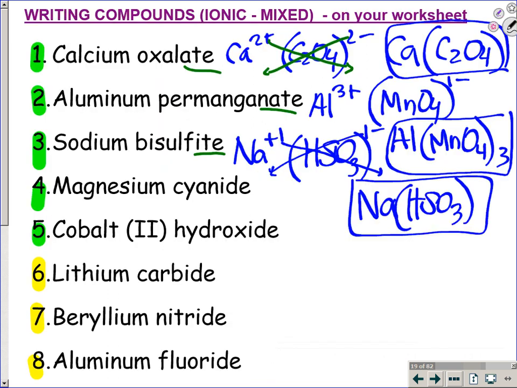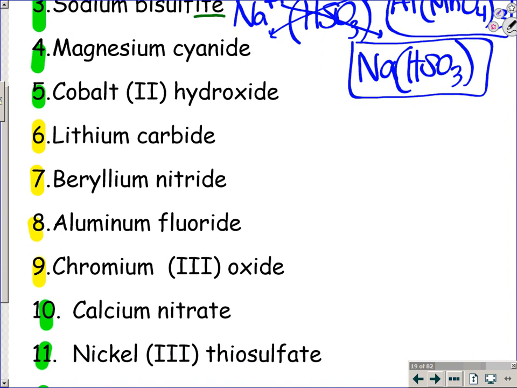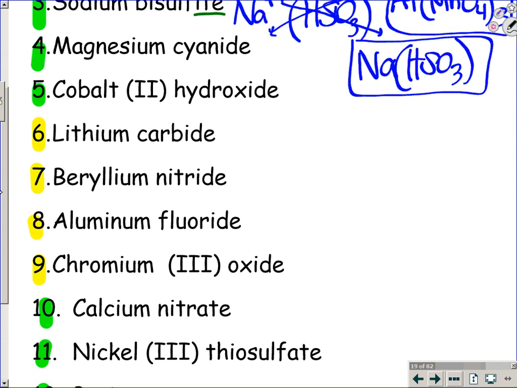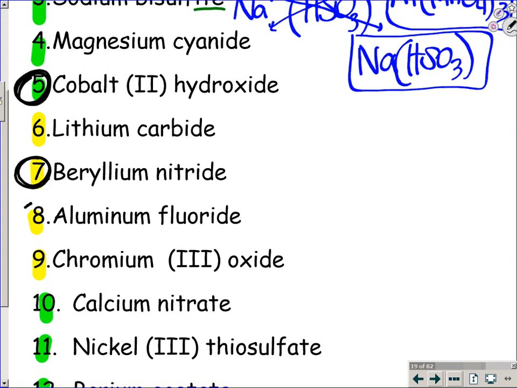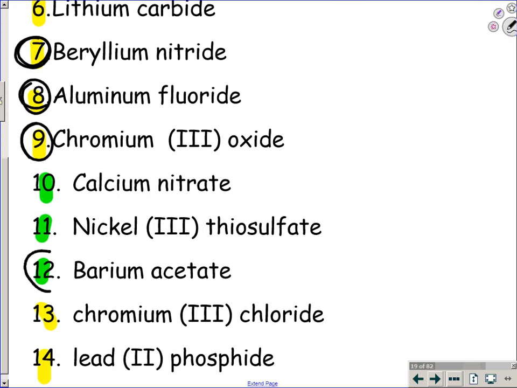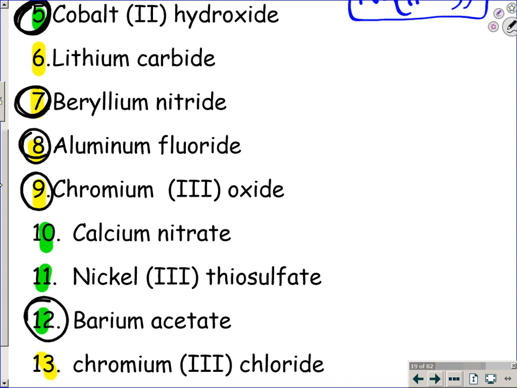Okay. All right, so here, let's get down to 5. Cobalt 2 hydroxide. Start there. And then you guys can go through, let me make sure I want to do all these. I'm going to circle the ones on the board I want you to do right now, okay? So do 5, 7, 8, 9, 12. Start there. 5, 7, 8, 9, 12.